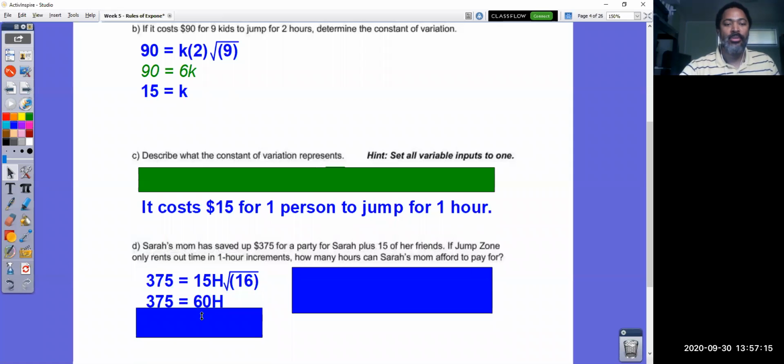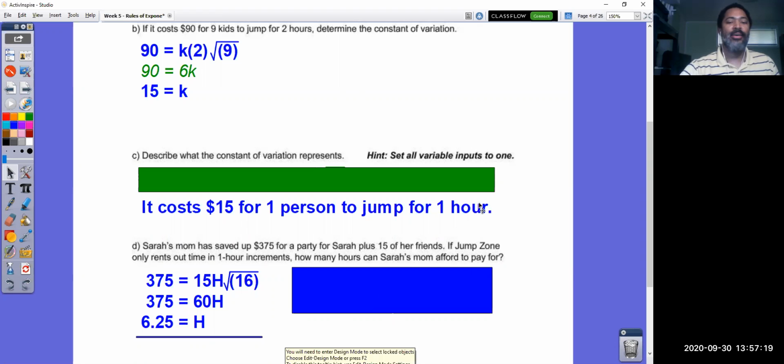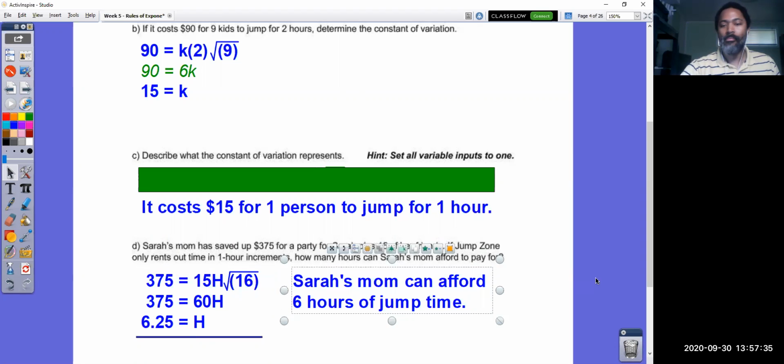All right, so substituting in, you should have gotten 6.25 for the value of h. But Jump Zone only rents out in time increments of 1 hour. So what this means is Sarah's mom has enough for 6 hours, but she doesn't have enough money for the 7th hour. So she's going to get some change back. She can afford 6 hours of jump time. Put in the chat how much 6 hours of jump time actually costs.